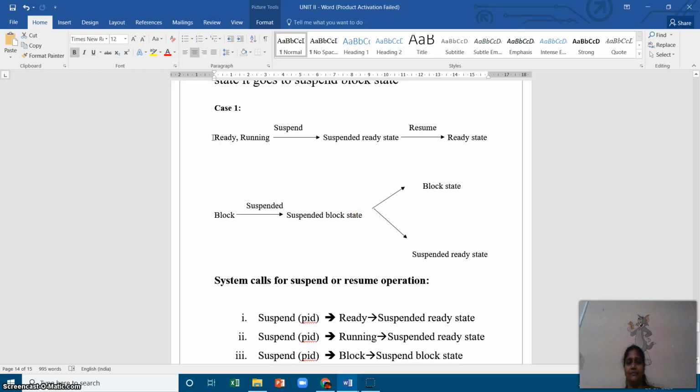So for the first case, here you have your ready state and running state. It has been suspended. It is moving to your suspended ready state. Then it is going to be resumed. It will be moving to your ready state. Similarly, in your block state, if it is suspended, it will be going to your suspended block state. From there, as I already told, it may go to your block state if the IO operation has not been completed, and it will be going to your suspended ready state if the IO operation has been completed. So these are the two cases.